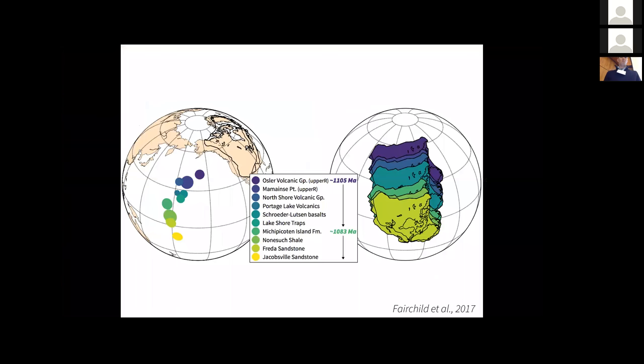Yeah. So now with that new pole, it kind of looks more like a dog hat with a sharp change.